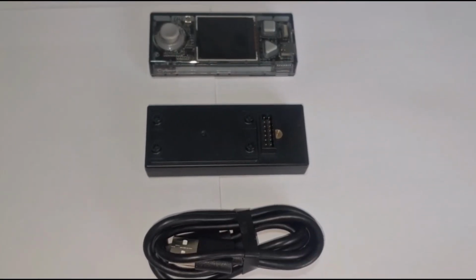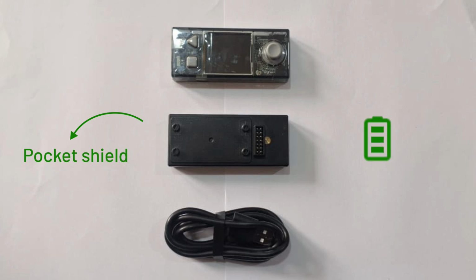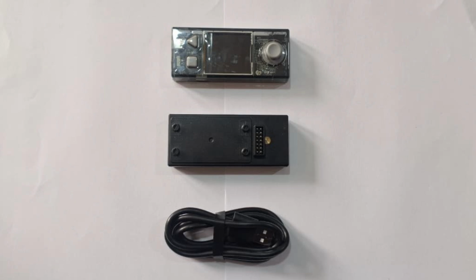Before we start coding, let's take a quick look at our setup. Here's our CyberPi, a smart microcontroller with a built-in microphone, Wi-Fi connectivity. We've also used the Pocket Shield. It has a built-in battery and allows us to run CyberPi anywhere, even without a cable. Finally, a USB cable which we will use to connect the CyberPi to our laptop using mBlock software.